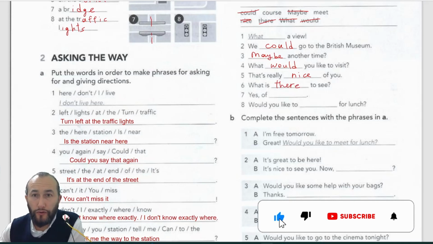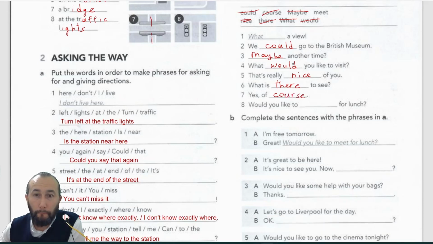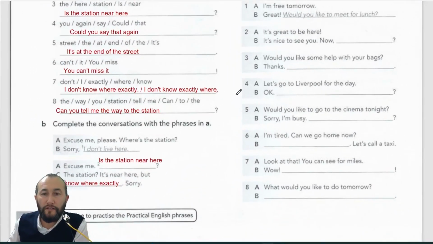Yes, of course. So we're going to write here, course. Okay, and number 8, meet. Would you like to meet for lunch? That's it. Now exercise B, and that's the last exercise on this page.